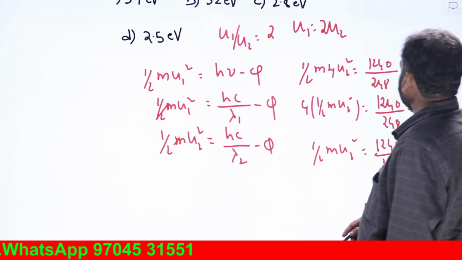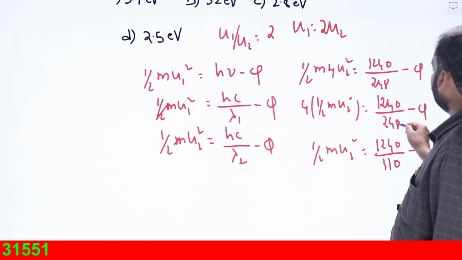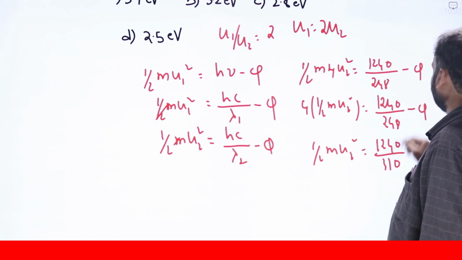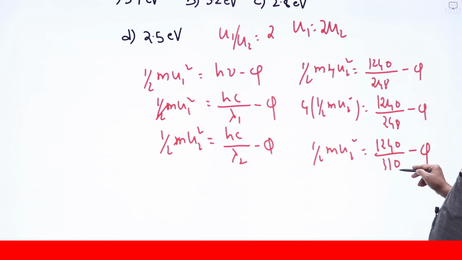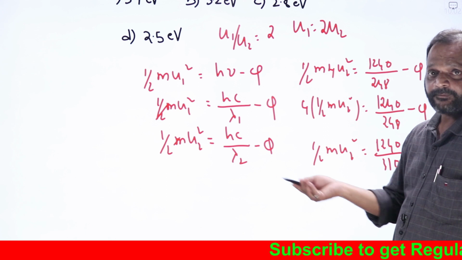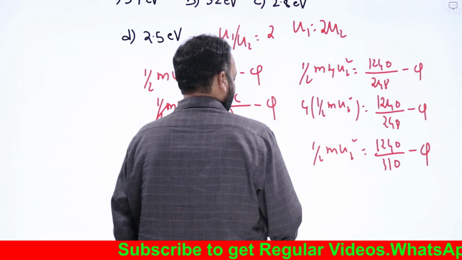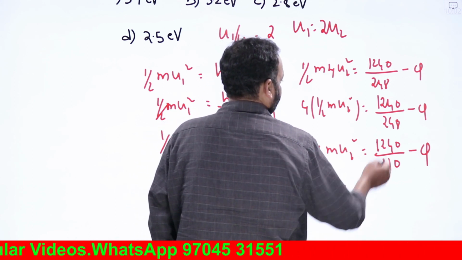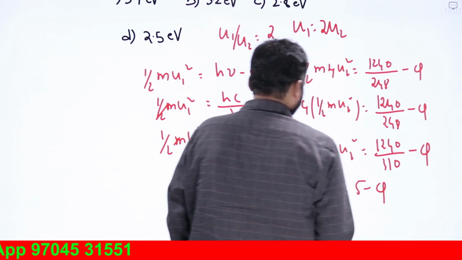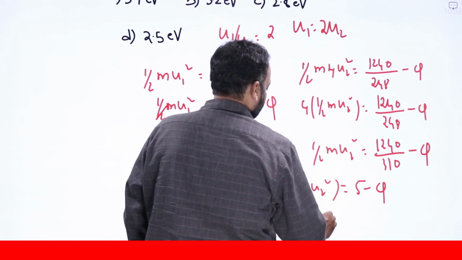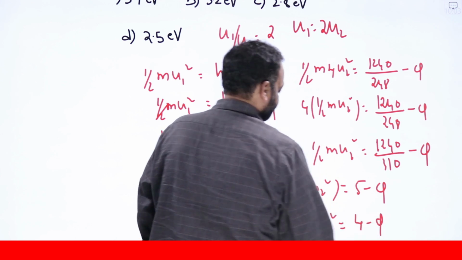Now what is 1240 by 248? 250 5s are 1250, 248 5s are 1240. So this is nothing but 5. Similarly, 1240 by 310. 310 4s are, 4 3s are 12, 4 10s are 40, 1240. So this is exactly 4, this is exactly 5. The problem has been simplified here. So 4 into half m u2 square is equal to 5 minus phi, and half m u2 square equal to 4 minus phi.